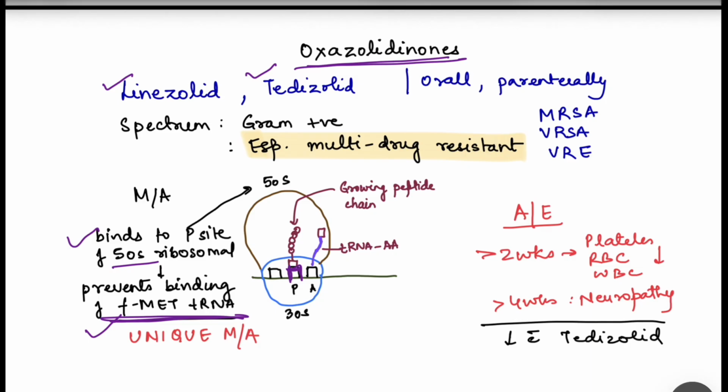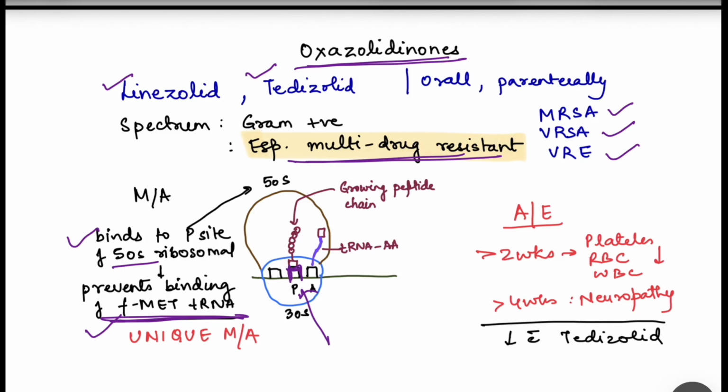All the other antibiotics which we saw, they are acting afterwards. They are either inhibiting the peptidyl transferase, they are inhibiting the translocation, but here it is the first site where they are acting. So that is why the resistance doesn't develop to these drugs. Okay. So these are the drugs which are used in case of multi-drug resistant bacteria, especially for methicillin resistant Staph aureus, vancomycin resistant Staph aureus and vancomycin resistant Enterococcus faecium also.